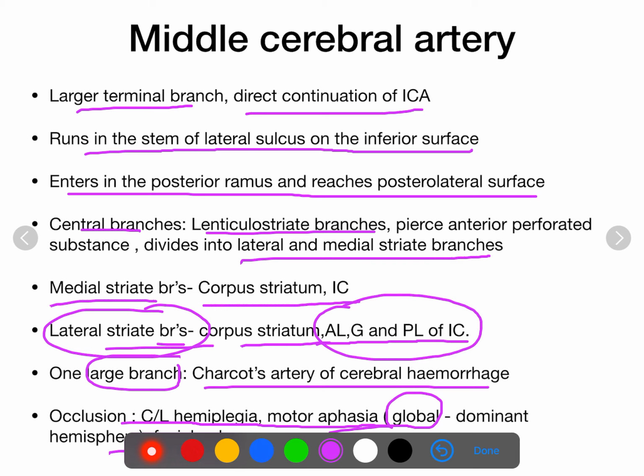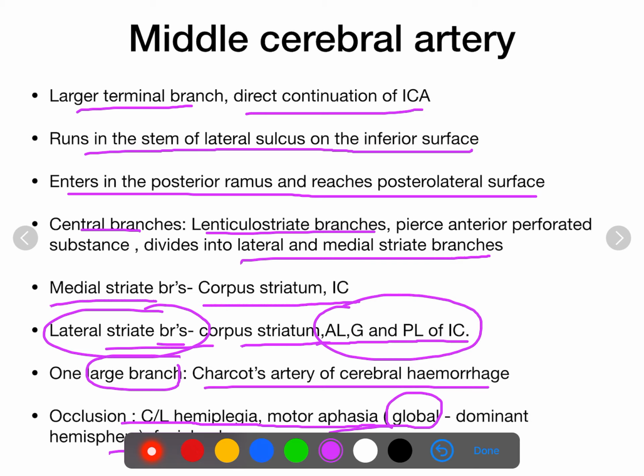So these are the branches of the middle cerebral artery, the central branches and cortical branches. Cortical branches, we have different branches, that is the orbital branches, then pre-Rolandic, Rolandic, anterior and posterior parietal, and anterior and posterior temporal branches in the temporal lobe. So it supplies three cortical regions, three lobes: frontal lobe, parietal lobe and temporal lobe.